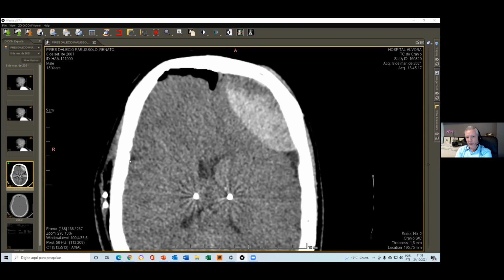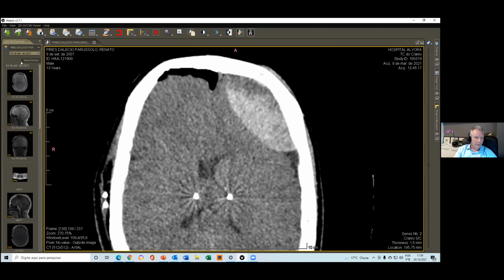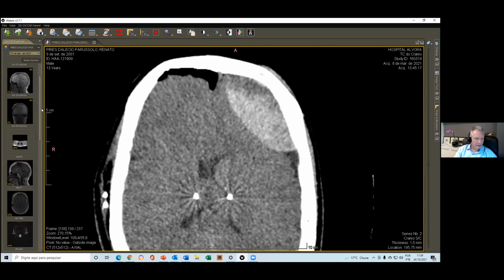What we did was a craniotomy and removed the hematoma. Although the patient was pretty good, I think it's a pretty big hematoma that could grow in a couple of hours. So that was what we did. And I want to show you a late post-op MRI on this patient.